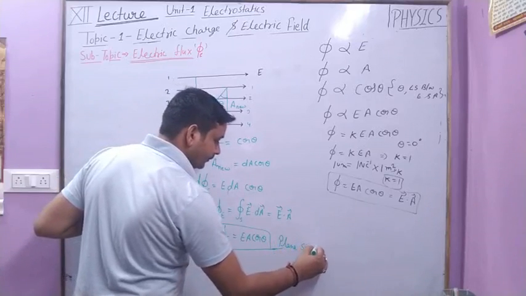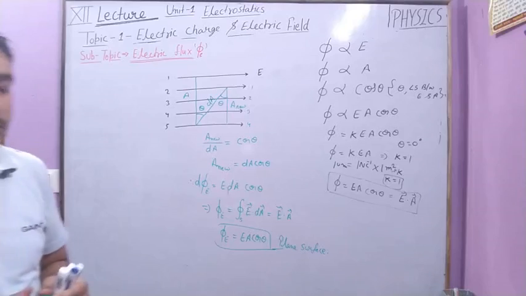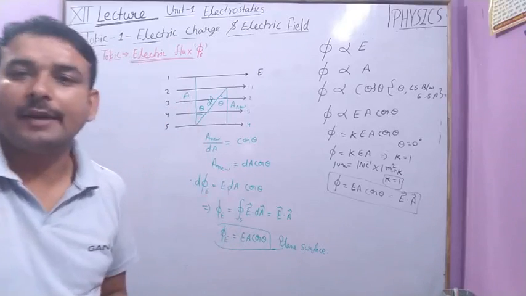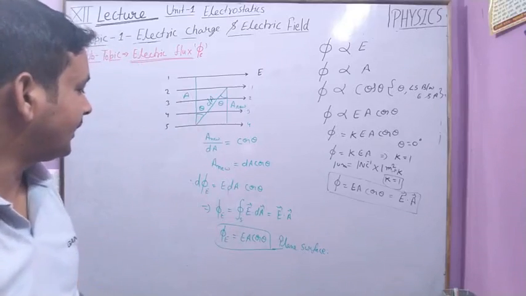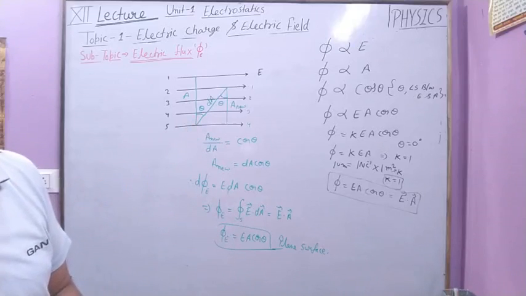Plane surface. Okay. Now this is a very simple explanation or mathematical representation of the electric flux linked with the surface.